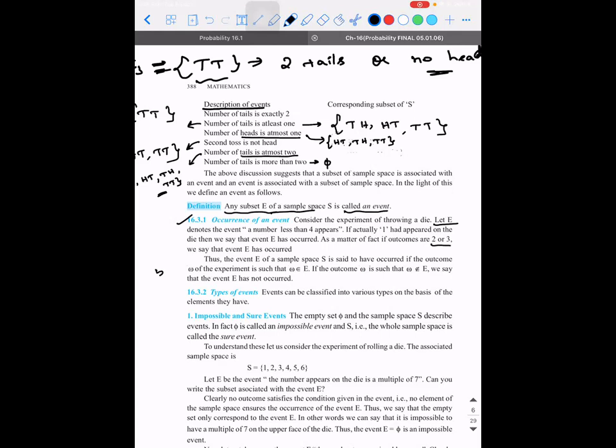If suppose the output comes as 5, then what will you call it? It is called non-occurrence of the event. Okay, because what is the condition they have imposed? A number less than 4 means you can only get 1, 2 or 3 as the output. Not even 4 is accepted.